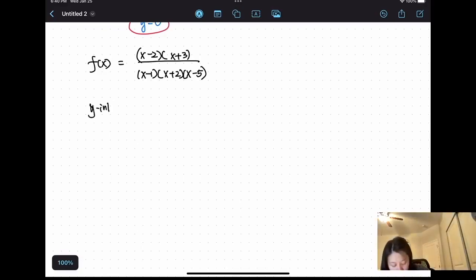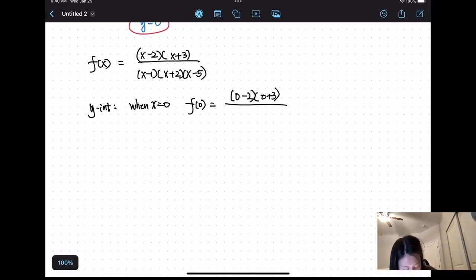For the y-intercept, it's when x equals 0. So that means I want to evaluate the function when x equals 0. I have (0 - 2)(0 + 3) over (0 - 1)(0 + 2)(0 - 5). So I will have negative 6 over 10, which simplifies to negative 3/5. So our y-intercept is going to be (0, -3/5).